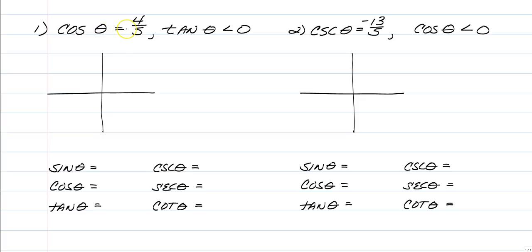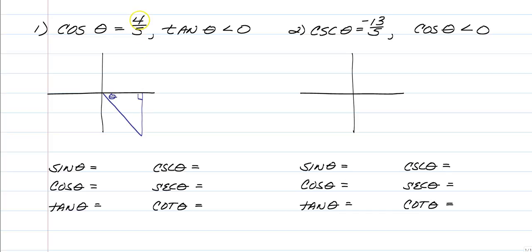The cosine of theta is a positive 4/5. So we know cosine is positive whenever x is positive. That puts us in either quadrant 1 or 4, the right side where x is positive. But tangent is negative. Since everything is positive in quadrant 1, tangent's going to have to be negative in quadrant 4. So we are going to draw our right triangle in quadrant 4. And of course, theta always goes as the reference angle, and we always draw with respect to the x-axis.